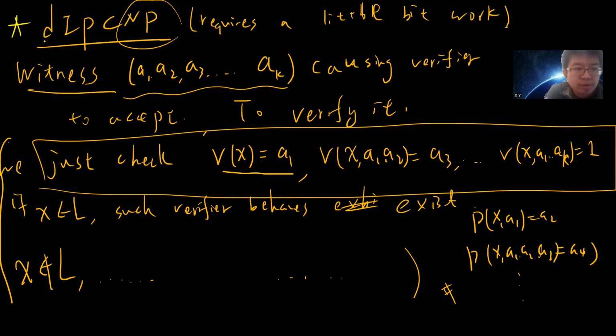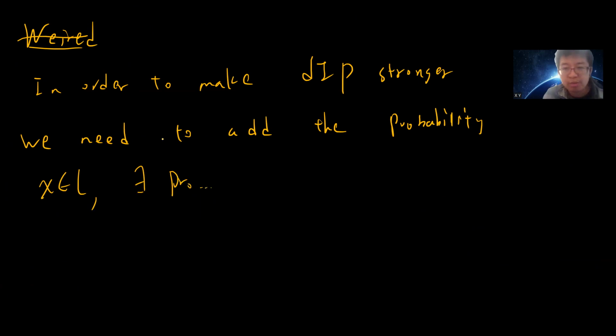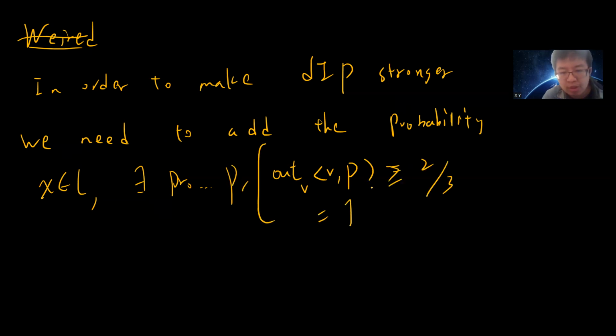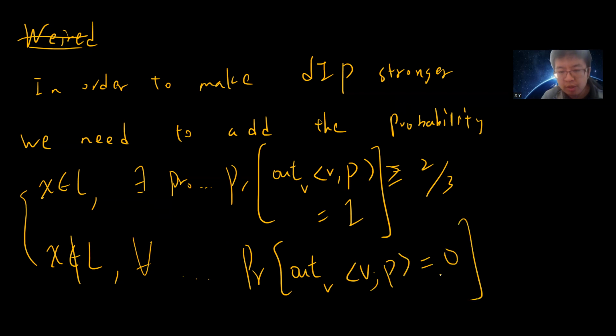The weird thing is that this tells you that in order to make DIP stronger, we need to add probability. We need to say that if X belongs to L, there is a prover such that the probability the verifier outputs 1 is greater than or equal to 2/3. On the other hand, if X does not belong to L, then for all provers, whatever the prover sends, the verifier will have a higher probability of saying no. This kind of probability changes this deterministic version into the famous interactive proof called IP.